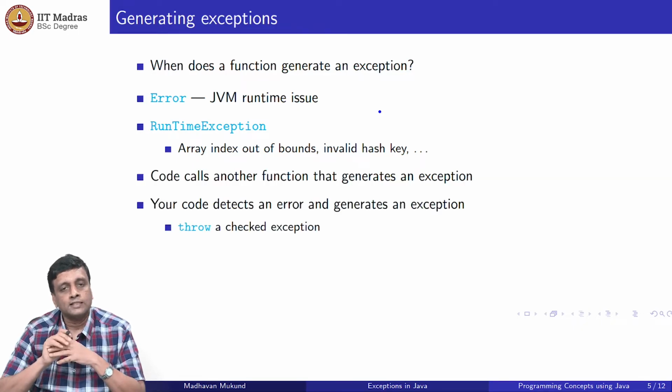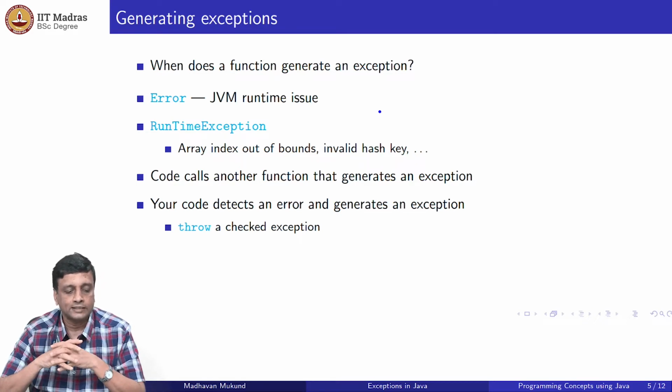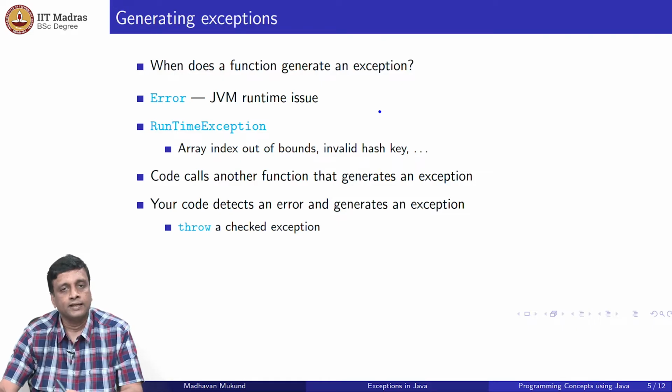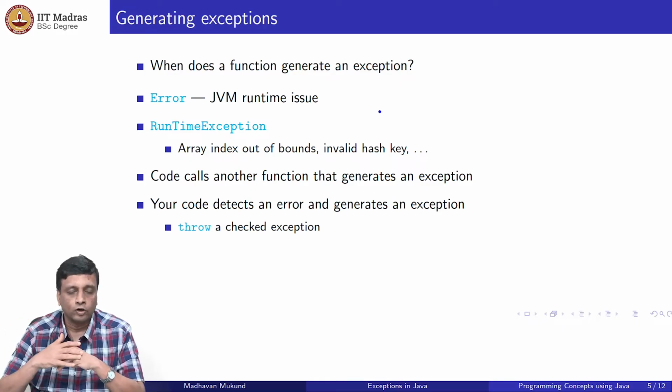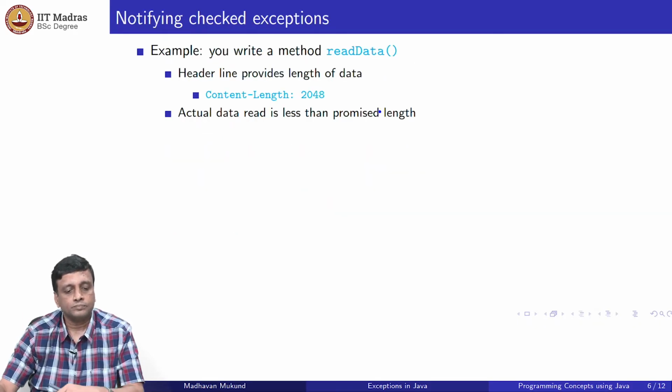And the fourth case is when you actually detect something anomalous, something wrong happening in your code, and you choose to generate an exception. So this is the checked exception case where you want to throw something explicitly, right. So these are the typical situations in which a function might generate an exception. Either it happens because at runtime something went wrong, or it called a function which generated an exception and it did not catch it, or it voluntarily decided to throw a checked exception.